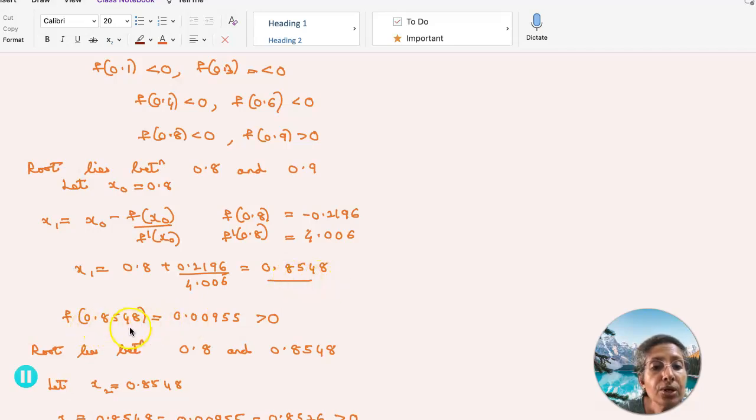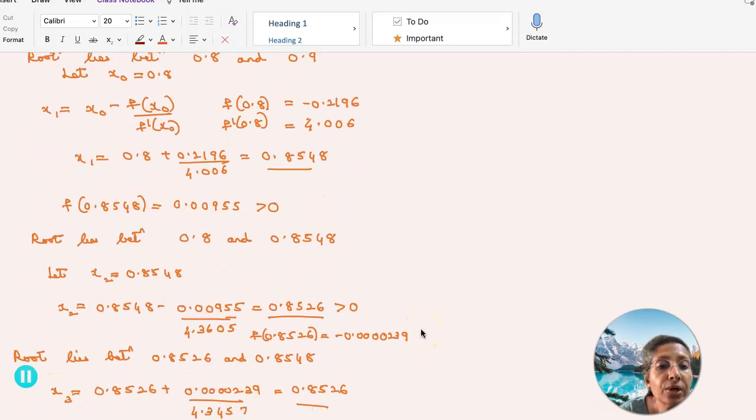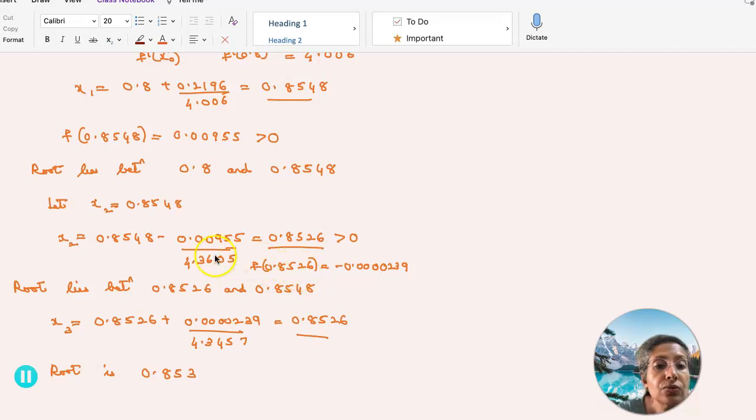And f of 0.8548 is greater than 0. Now let x2 be 0.8548. So x2 will be x1 minus f of x1 by f dash x1, which is 0.8526. So now we replace x2 in the equation. So x3 will be x2 minus f of x2 by f dash x2, which is 0.8526. So the root will be 0.853 because we are asked to round it to 3 decimal places.